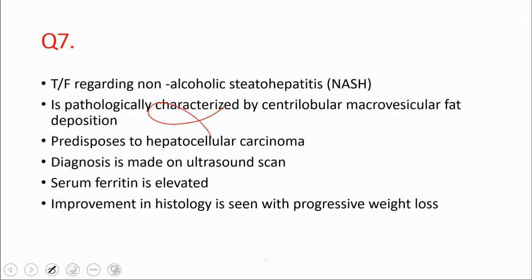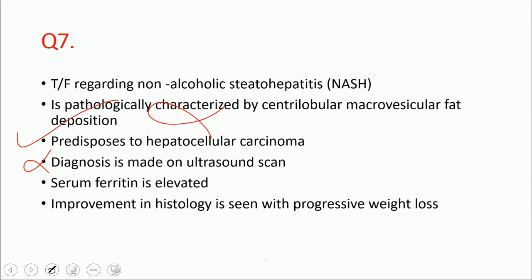That is not the pathological definition of NASH. I told you that patients with NASH, patients with these metabolic liver problems, have a higher risk of developing hepatocellular carcinoma. Diagnosis made on ultrasound scan is wrong. I said you have to do a biopsy to be definitive about the diagnosis. You need a liver biopsy and you're looking for the changes that I described: the lobular inflammation, hepatocyte ballooning, and the steatosis, which is the fat deposition.